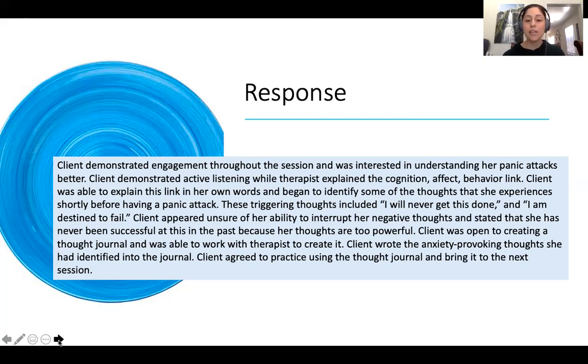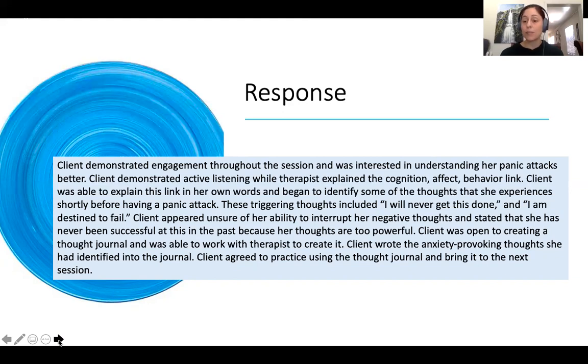Client demonstrated active listening while therapist explained the cognition affect behavior link and was able to explain this link in her own words and begin to identify some of the thoughts she experiences shortly before having a panic attack. So remember I said I was going to provide psychoeducation about the cognition affect behavior link, and I explained exactly what that was going to be. So here I'm saying that the client listened to that, and I'm saying that they understood. And the way that I know they understood is because the client was able to put it in her own words.